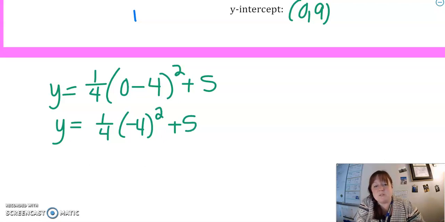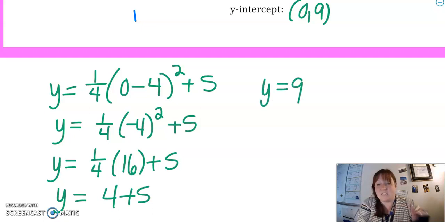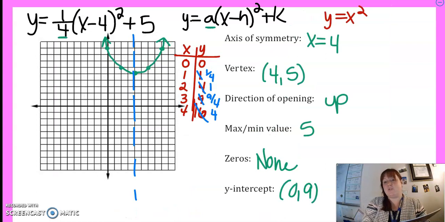Now remember, I always do exponents before multiplication, so I square that -4, so I get 1/4 times 16 plus 5, and then 1/4 times 16 is just 16 divided by 4, so that's 4, and so that's 4 plus 5, so y equals 9. So when x equals 0, y equals 9. I just put 0 in my toaster, and it spit out 9. So that's my y-intercept, and there is your final transformed function in vertex form.